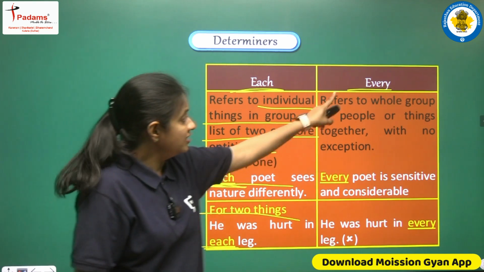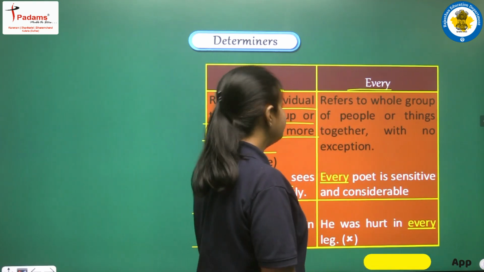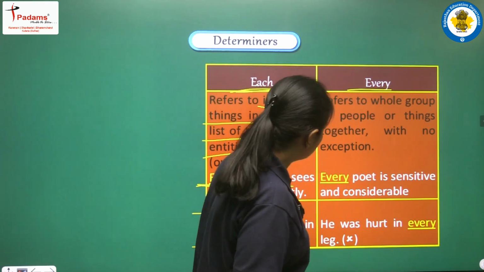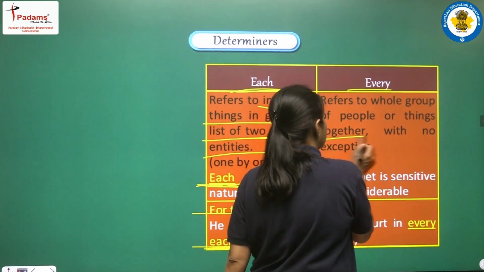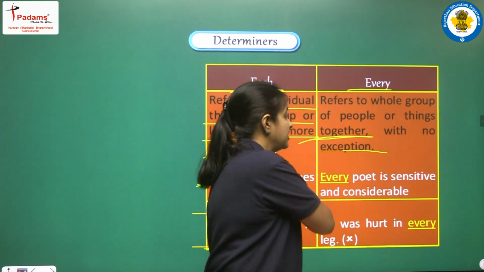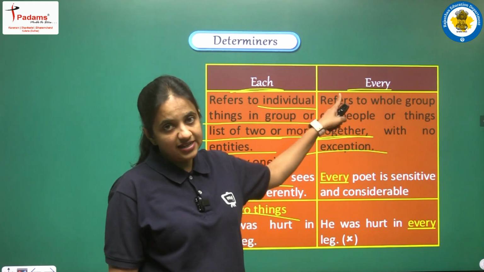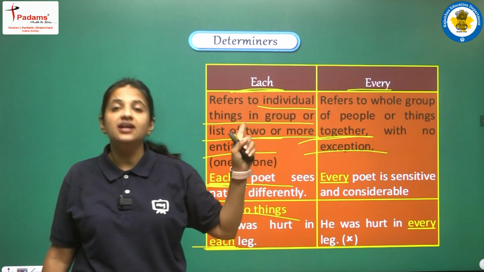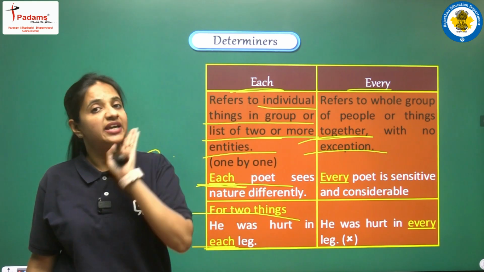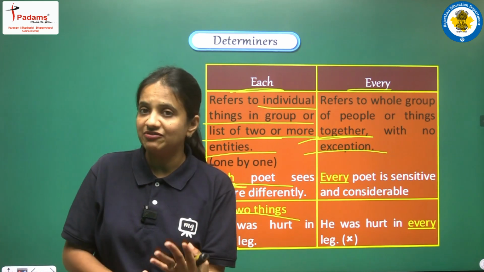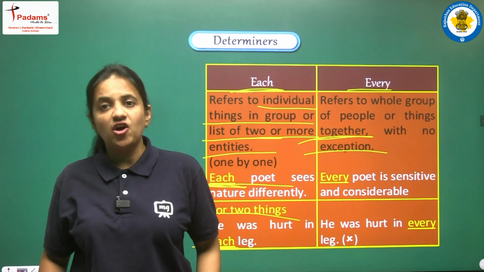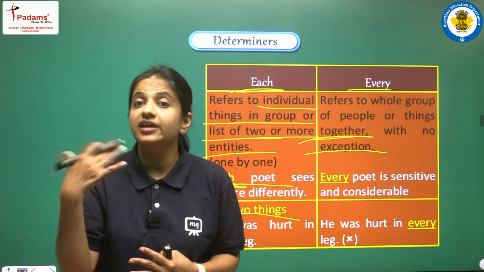Clear? Now let's talk about every. So let's see. Every refers to whole group of people or things together with no exception. So yes, this is the difference. जब हमने each पढ़ा था तो हमने क्या यूज पढ़ा था कि जब हम each का यूज कर रहे हैं किसी ग्रुप को रेफर करने के लिए, so it means we are talking about all the members individually.